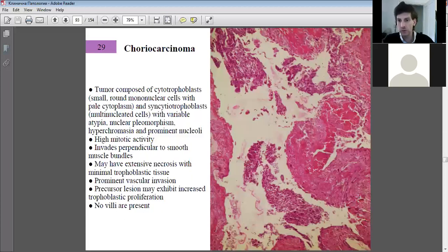It's a very good example of necrosis forming here inside the tissue mass. No villi are present. Necrosis has destroyed any examples of villi. This is a type of carcinoma that could well spread in the bloodstream as well.